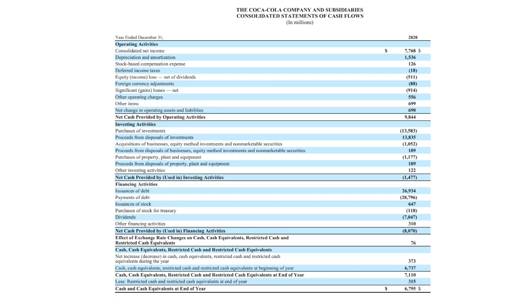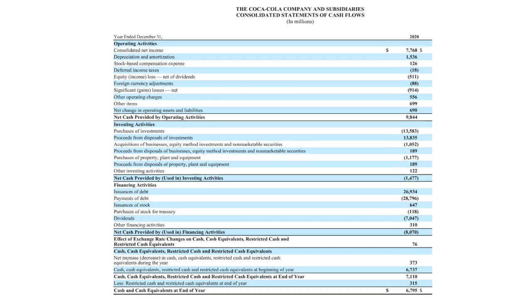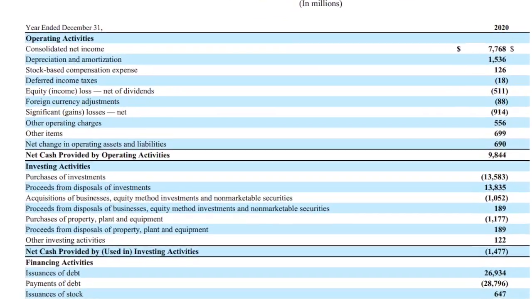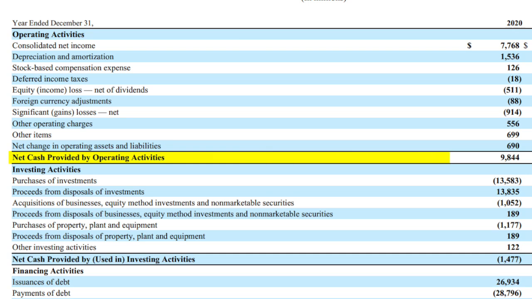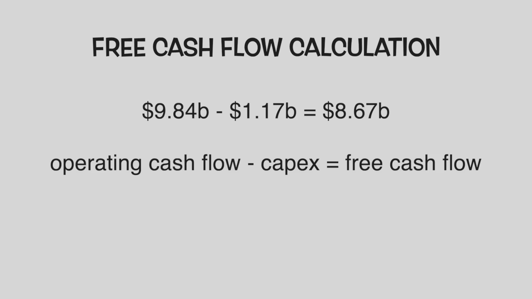Here's Coca-Cola's cash flow statement from 2020. Keep in mind that Coca-Cola is a huge company, so these numbers are in millions. For 2020, Coca-Cola had operating cash flow of $9.84 billion. Coca-Cola also had capital expenditures of $1.17 billion in 2020. This appears in the financials as purchases of property, plant, and equipment. To calculate Coca-Cola's free cash flow, we would take the $9.84 billion the company produced in operating cash flow and subtract out the $1.17 billion the company spent on CapEx.